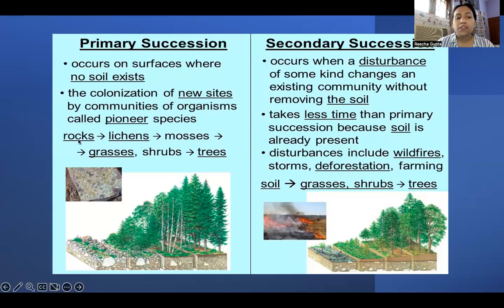So these are some examples of the species. Starting from the rocks, the lichens will appear, then the mosses. Mosses are bryophytes. Then the grasses, then shrubs, and then trees. So this is the case of primary succession. And in case of secondary, we have the soil, then it will be grasses, and then the trees. So in secondary, we have soil, but in case of primary, we don't have soil. Plants will release acid, and then they decompose and they make their soil.